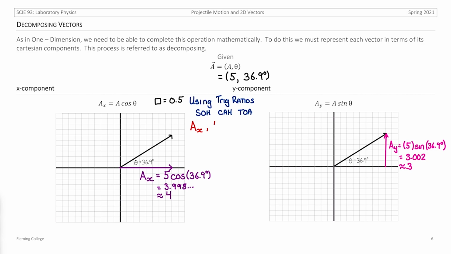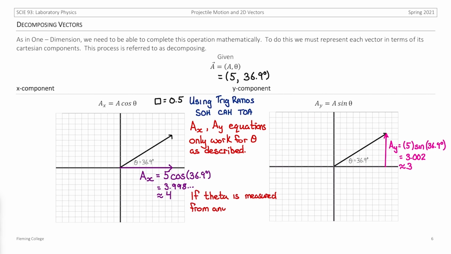One of the things we do have to be concerned about is that for these equations of A subscript x and A subscript y, this only works when we measure theta from the horizontal positive axis. If you measure theta from any other direction, then you have to reconsider whether or not it's cosine or sine, and that can begin to get very confusing.